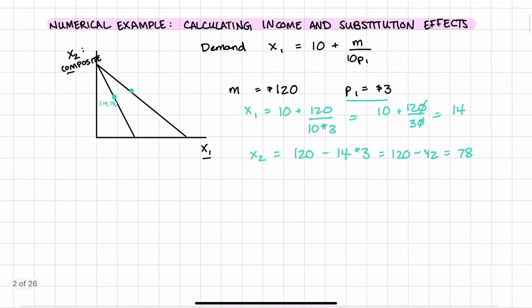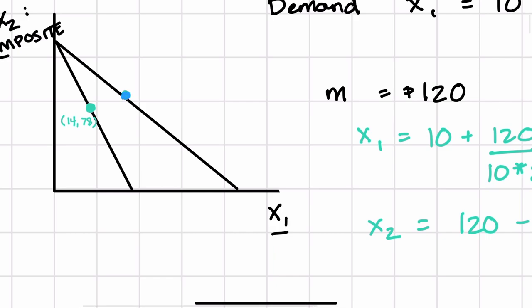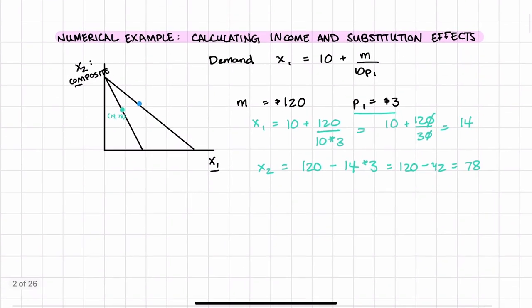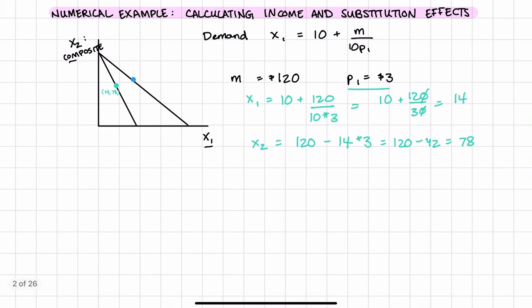Okay, now let's see what will happen. I'll do this in blue here. I want to know what happens when the price of good 1 falls. So P1 will fall to $2. We still have an income of 120. What's our demand for good 1 and good 2?